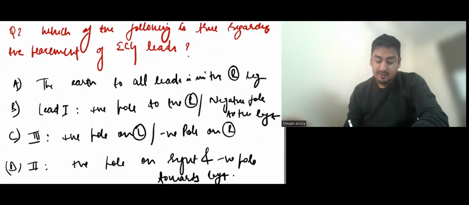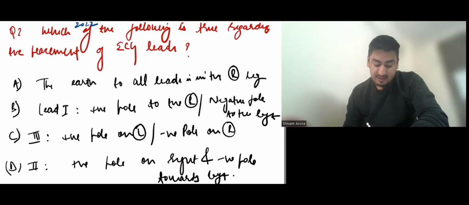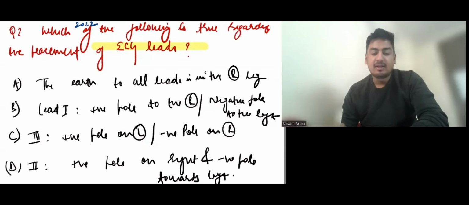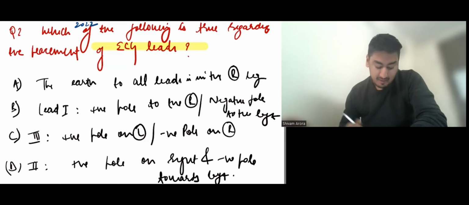This is the second question. This question came in INICET 2022. The question read as, which of the following is true regarding the placement of ECG leads? So the first option is the earth to all leads is in the right leg. We don't know, mostly this is a physics topic where we don't know where the earth is attached, but let's read the other options.